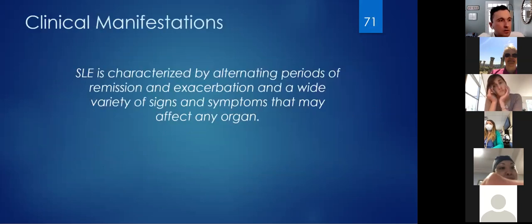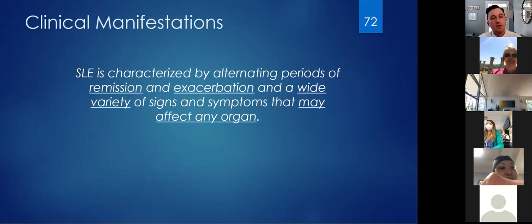All right, so let's talk about clinical manifestations. Lupus is characterized by alternating periods of remission and exacerbation and a wide variety of signs and symptoms that can affect any organ. So essentially, this is a really unpredictable disease. The key words to highlight here are that it waxes and wanes, okay? Huge variety of how it may present, and it can affect any organ.